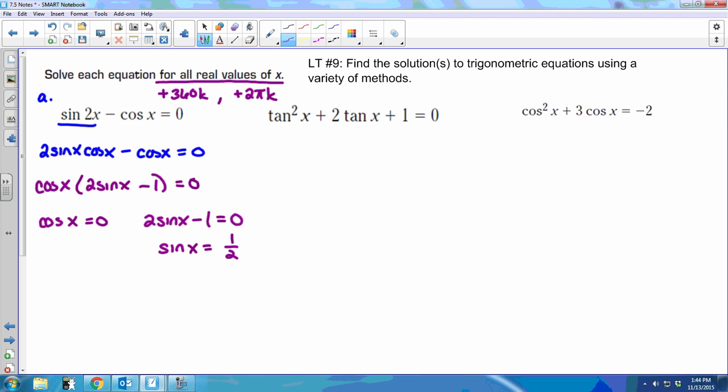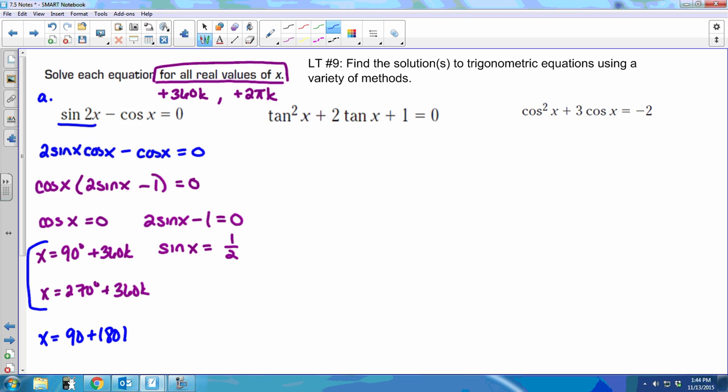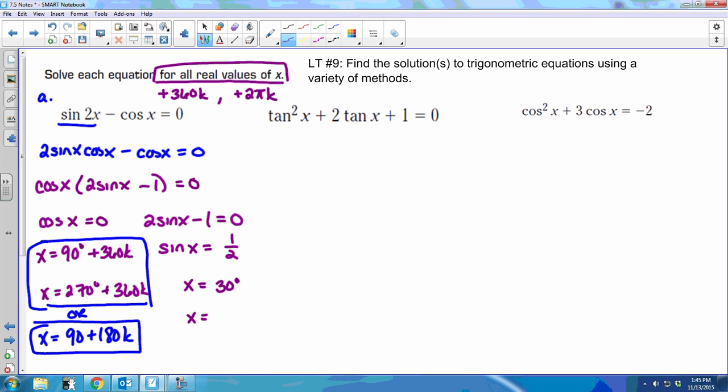And so now we're just trying to find those solutions in the unit circle. So cosine x is 0 at 90 degrees and at 270 degrees. But since we're looking for all real values, we tack on a 360K. An equivalent statement would just be x equals 90 plus 180K, since those are repeating every half of the circle. So you can have both of these, 90 and 270 plus 360K, or 90 plus 180K. Both of those work. For sine x equals a half, you have 30 degrees and 150 degrees. And you put plus 360K after each. And again, that's just indicating there's an infinite number of coterminal angles that could work.